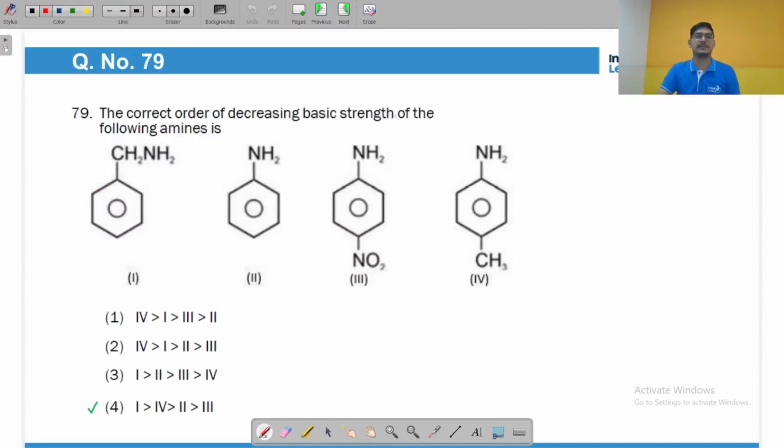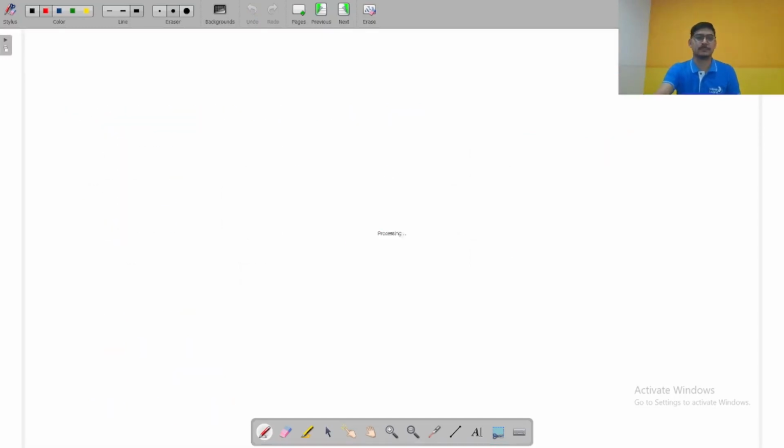The correct order of decreasing basicity. So you have to sort them out into aromatic amines and aliphatic amines, right? That is the way we do them. So this is of course an aliphatic amine, this is aromatic, this is aromatic, this is aromatic. So first is going to be most basic. Now out of second, third and fourth, we know that electron donating groups increase the basicity and methyl is an electron donating group. So then fourth and then second, and NO2 is a very powerful electron withdrawing group, it will decrease the basicity of aniline. So third comes last.